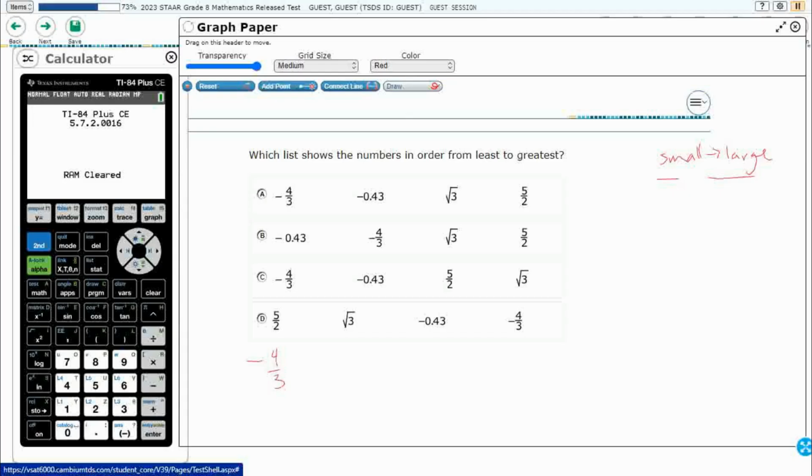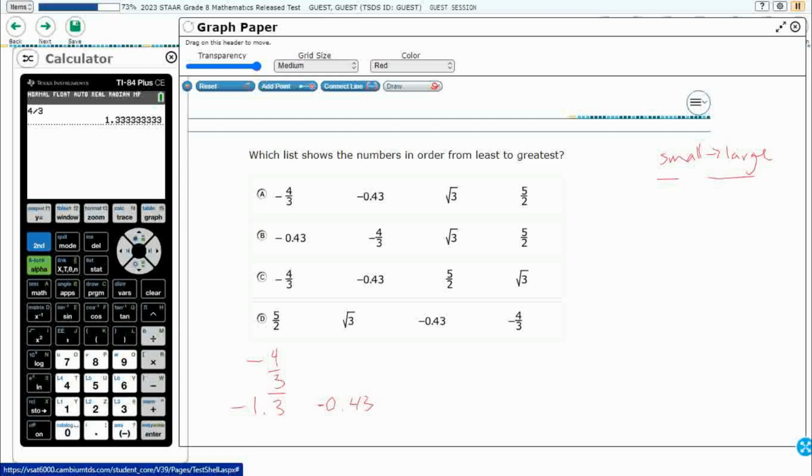So negative 4/3, right, is going to be negative 1.3 repeating. I've got 0.43, it's negative, so that's already in line there.